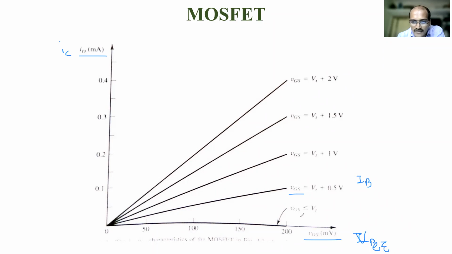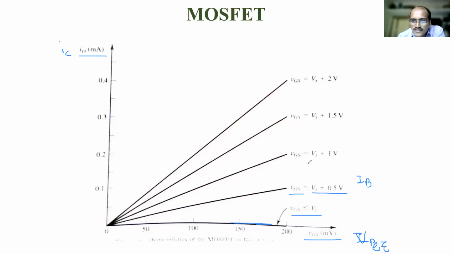Now if we apply a VGS value less than VT, your MOSFET will not be on at all. This is at the 0 position. We call it the cutoff region. The device will be in the off state. When you apply VGS equal to VT plus 0.5, that is above the VT, so threshold voltage you have applied, then it will start conducting, and a small current ID will flow linearly.